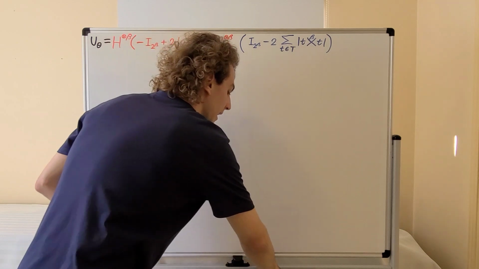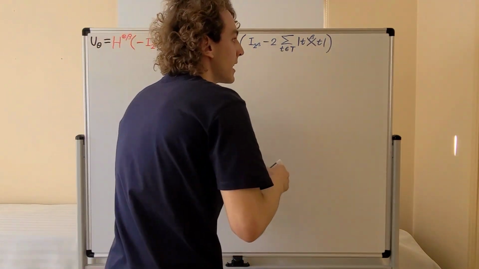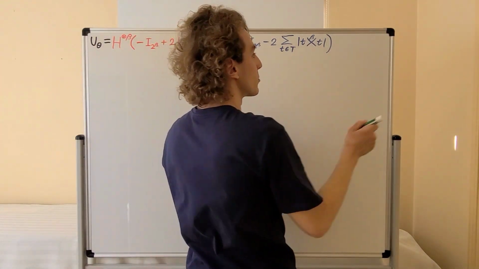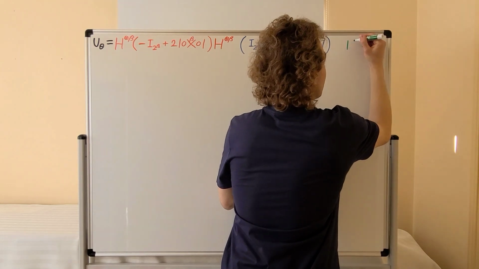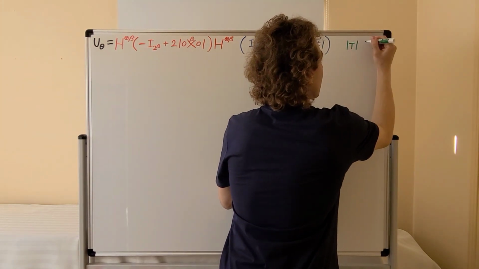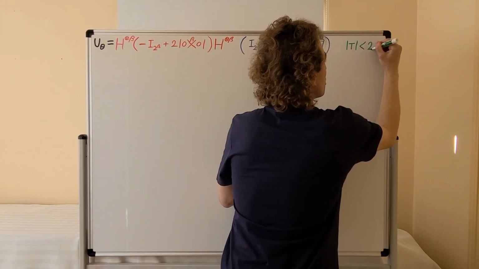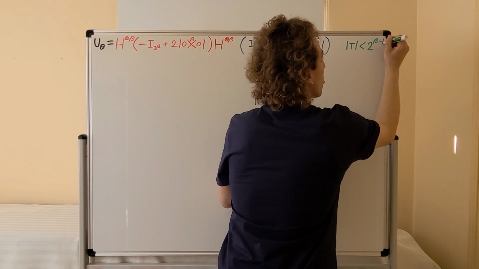Now we need to consider a very important condition. The total number of targets, which we can write as the cardinality of the set big T, this needs to be less than 2 to the power of beta minus 1.